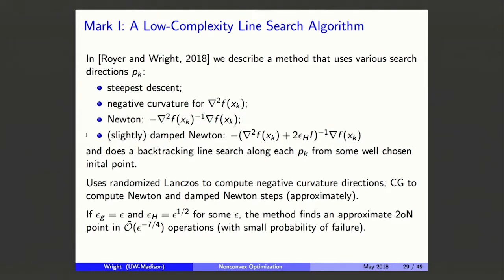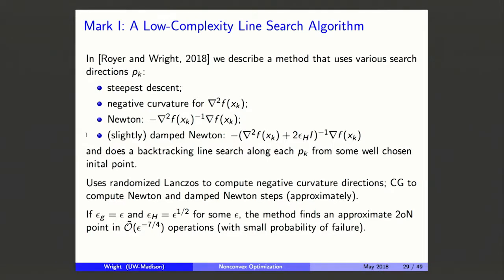Our first attempt was a line search method, and it took 4 kinds of steps: steepest descent and a negative curvature step, the 2 kinds of steps that I've already talked about for that basic method. But it also used Newton steps and damped Newton steps, where the damping had this epsilon h parameter in it. So it had 4 different ways of computing steps, but for each kind of step we had the same sort of backtracking line search. And we could show that you achieve pretty much optimal complexity rate.